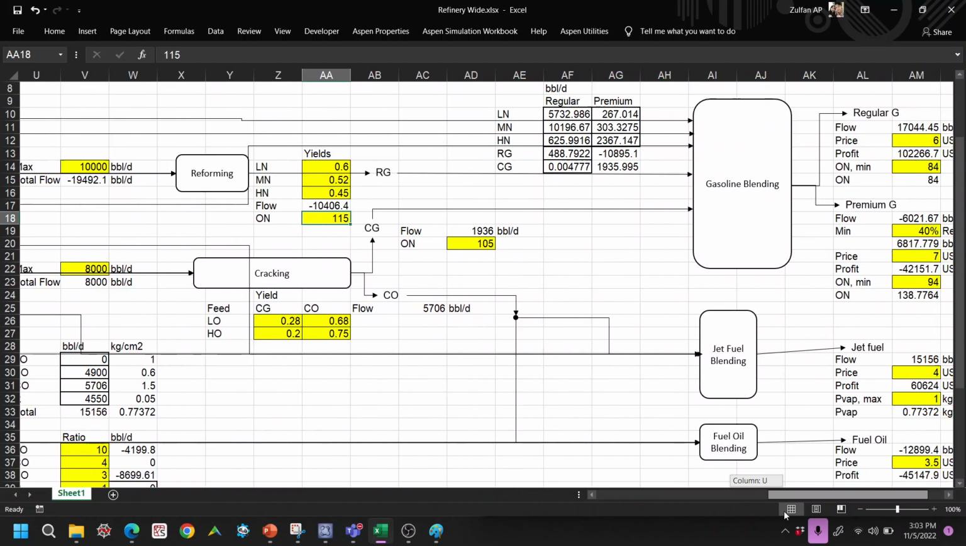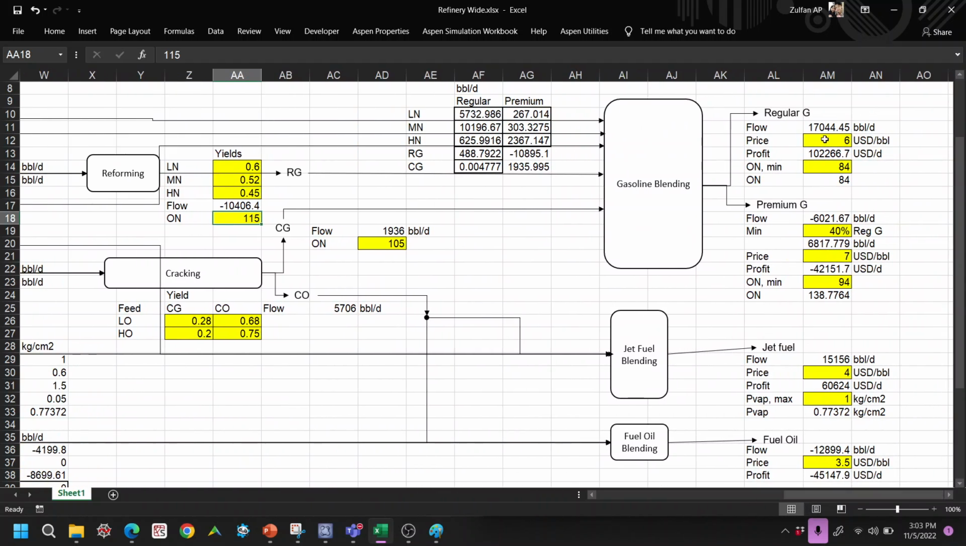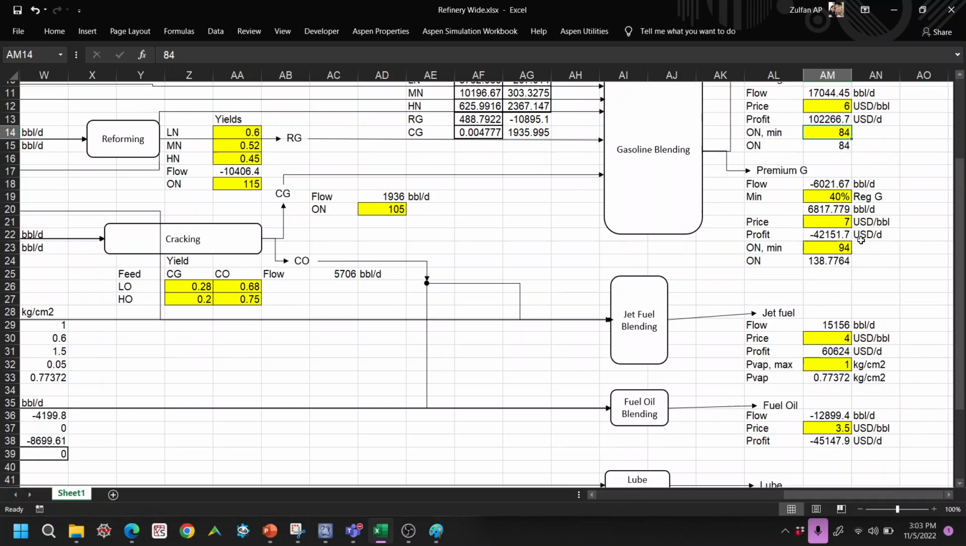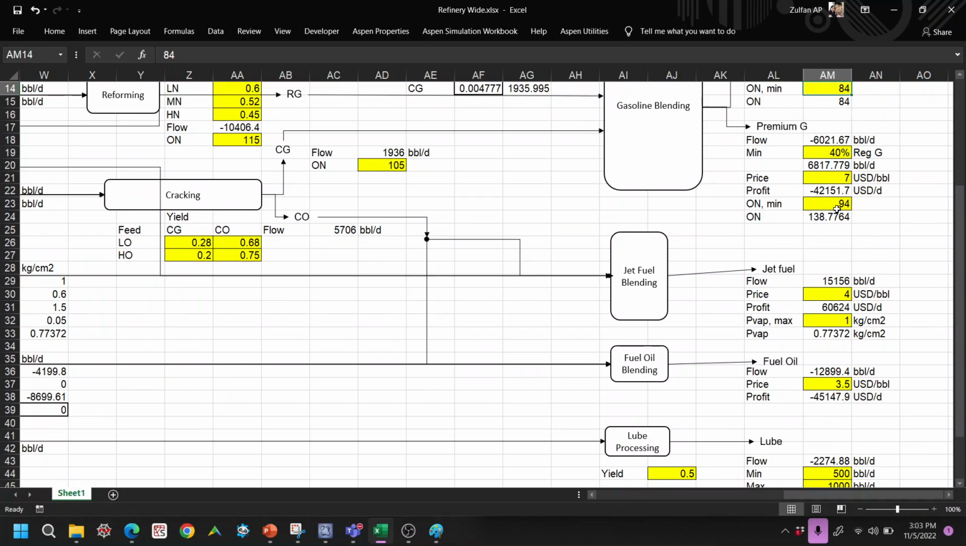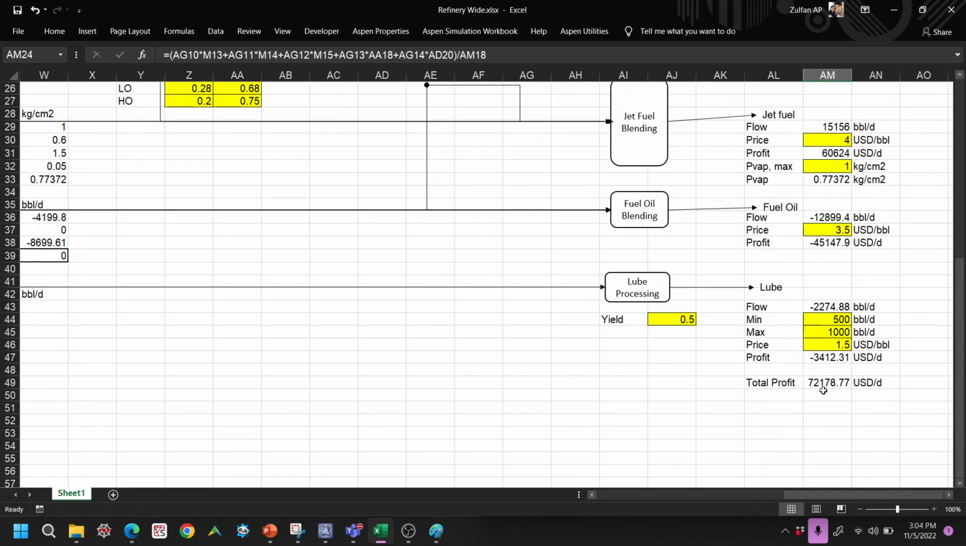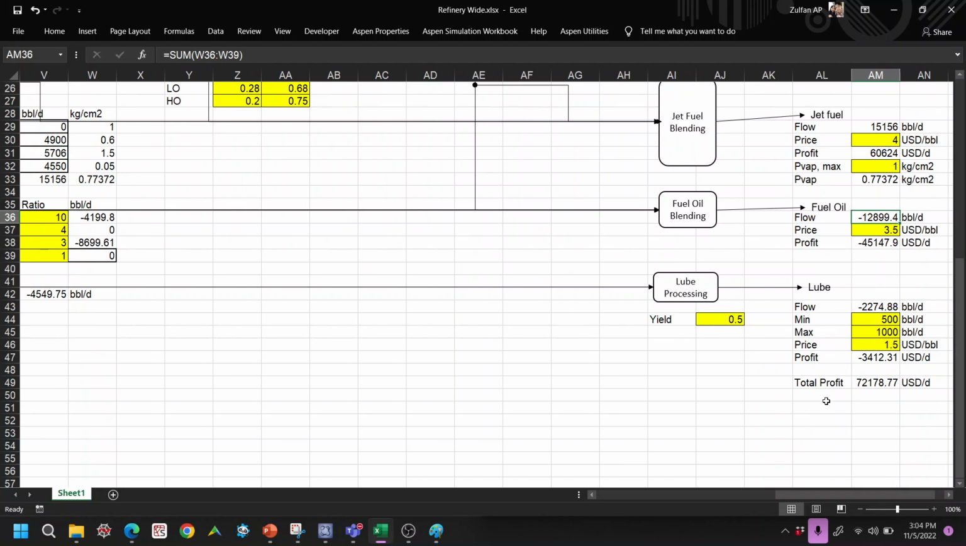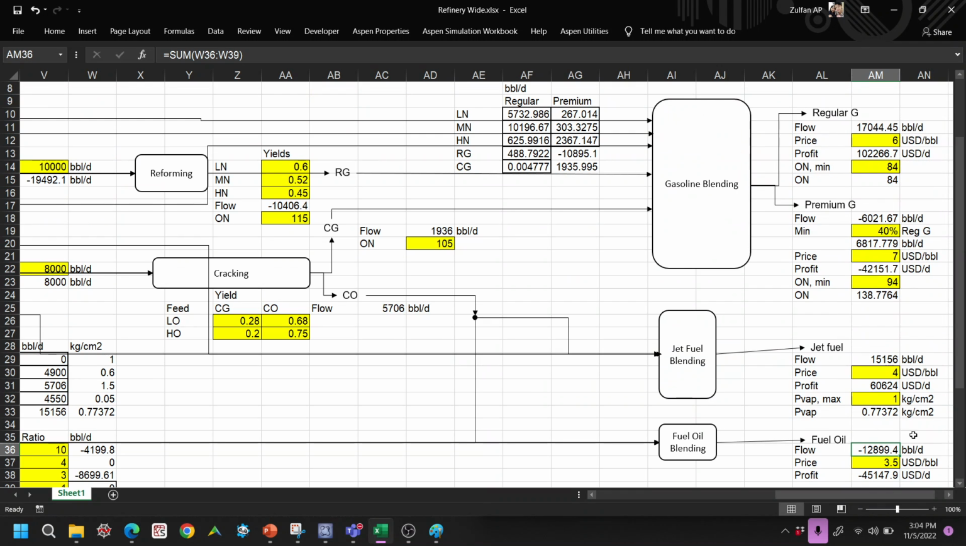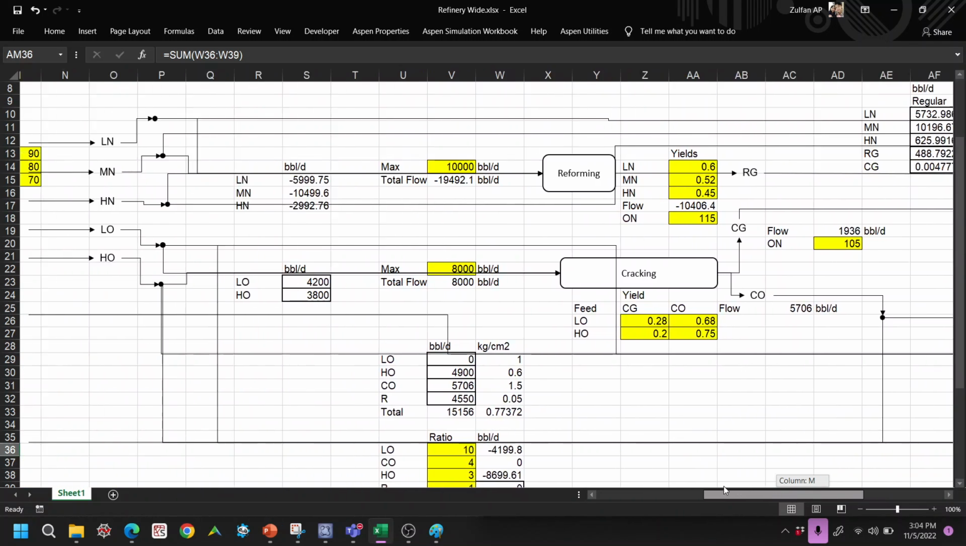And then you can see, I put the price, and then the minimum octane number for this regular gasoline, and the minimum octane number for the premium, it goes to 138, and so on and so forth. So the profit is then in this case 72,000. Okay, but this is not a feasible solution in a way, because there are many negative flow rates, which is not correct.